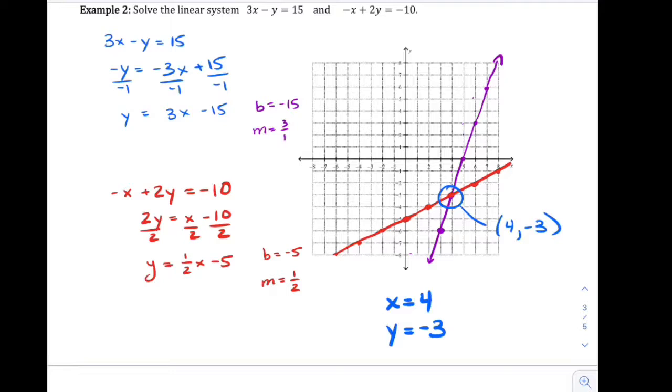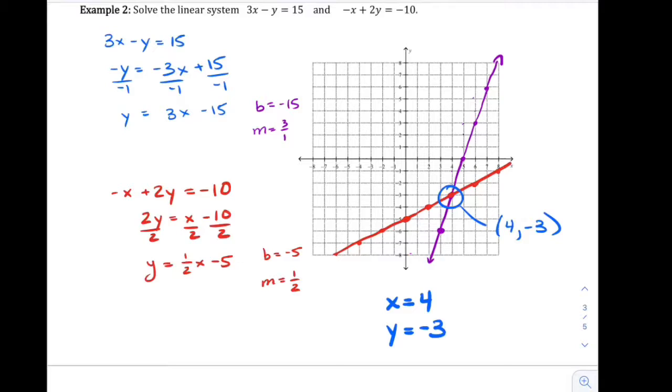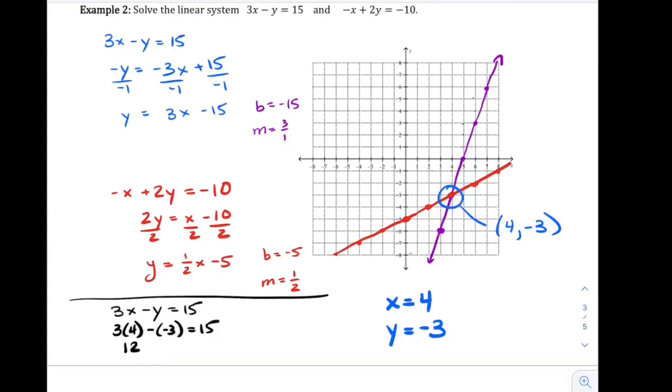And once again, we can check that. We can plug in 4 and negative 3 for x and y to see if they balance. So let's take that first equation and see. I'm going to do my check down here. 3x minus y is equal to 15. I know x is equal to 4, so 3 times 4 minus negative 3 should be 15 if I did it correctly. 4 times 3 is 12. Subtracting a negative is plus 3, which is equal to 15. And we get 15 is equal to 15. That one's good. Equation 1, I like.